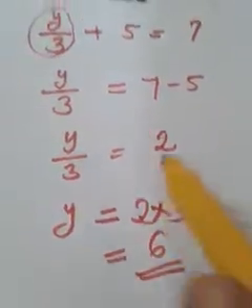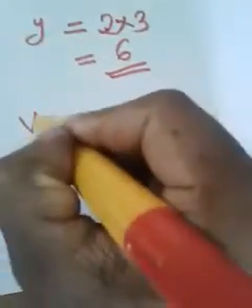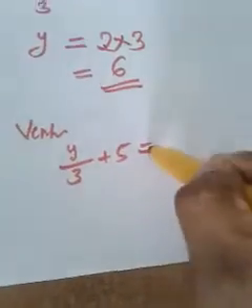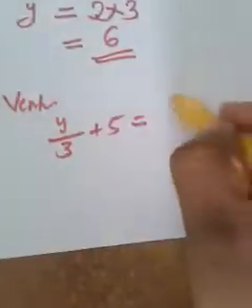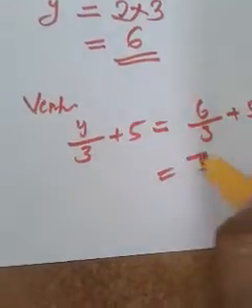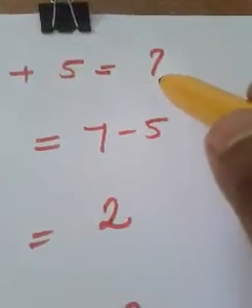If you want, you can verify. We have to get y by 3 plus 5 as 7, no? So let me go to verification. y by 3 plus 5: what is y? We got the value of y as 6. 6 by 3 plus 5. What is 6 by 3? 2. 2 plus 5 is 7. We got 7. See, we are getting the same 7, isn't it?